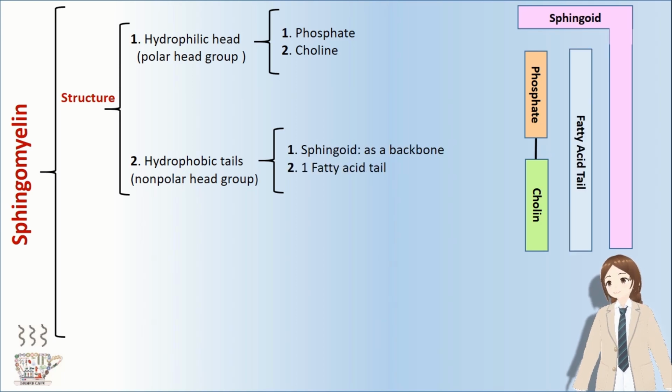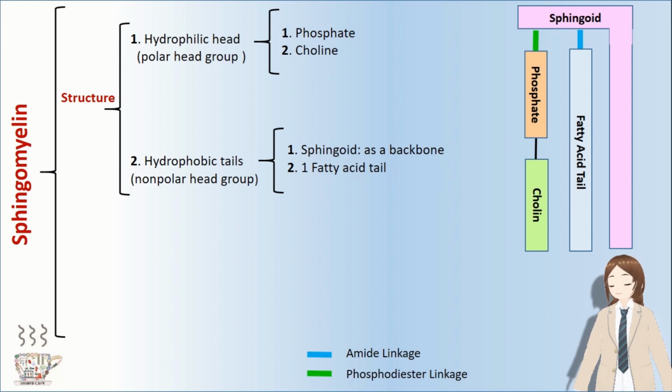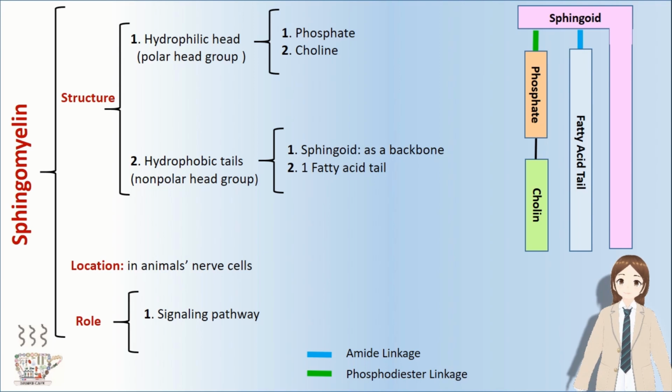A fatty acid tail is attached to the sphingosine with an amide linkage and phosphocholine with a phosphodiester linkage. It is located in animal nerve cells and it plays a role in signaling pathway and cell apoptosis.